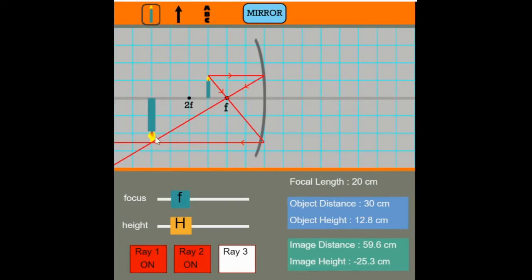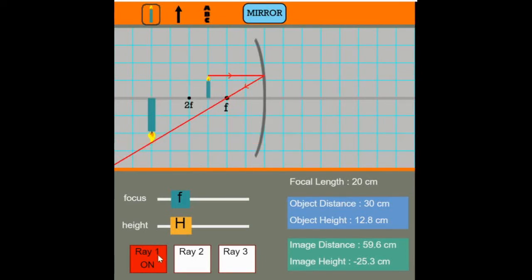And also what are the characteristics of the image? Enlarged. See, the size of the object is only 1 box. But here you can see the image size is more than 2 boxes. Is it clear? So that's why the size of the image is enlarged, as well as it is an inverted image, as well as it is a real image.